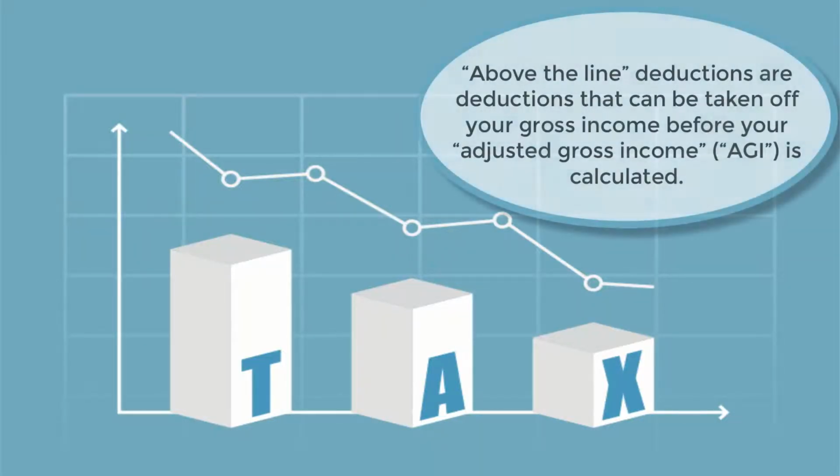Your above-the-line deductions are deductions that can be taken off your gross income before your adjusted gross income, or AGI, is calculated. Because the amount of your AGI is important for many reasons, such as whether certain deductions or credits can be taken, above-the-line deductions are the best kinds of deductions.